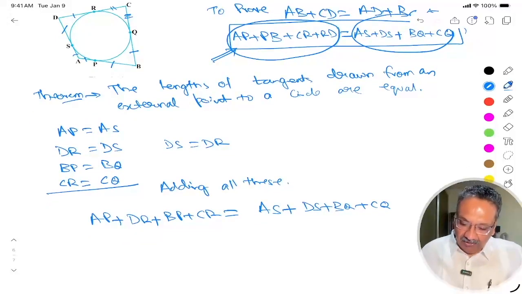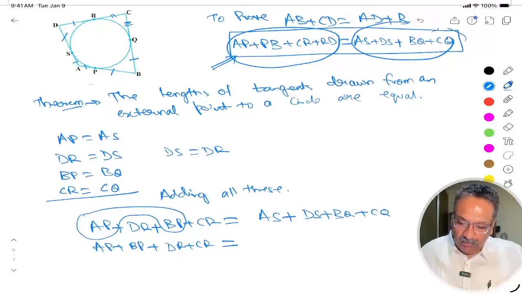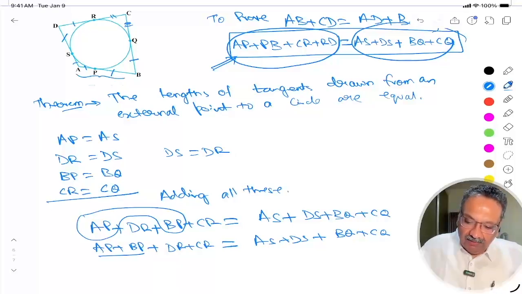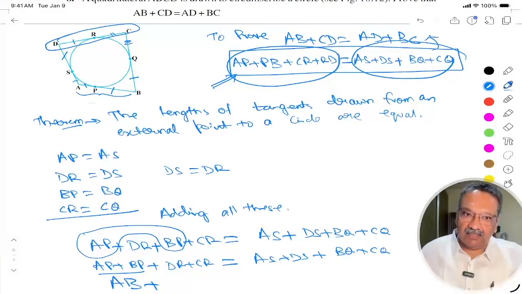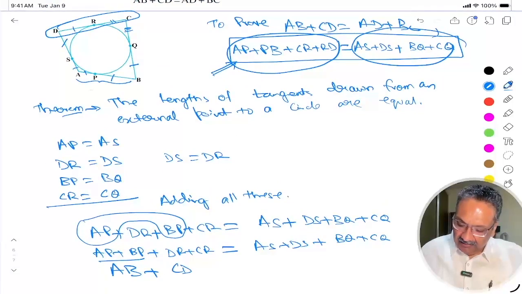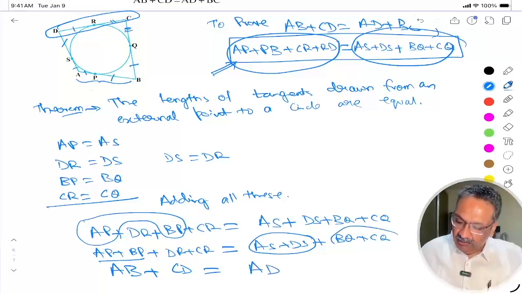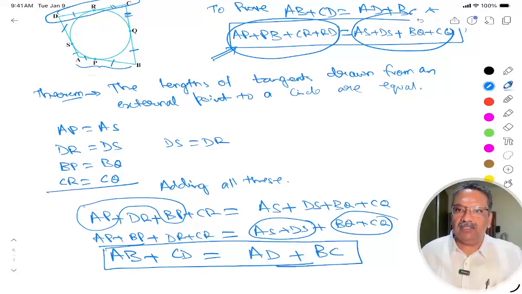So once we write this, you can observe that AP plus BP plus DR plus CR is equal to, we have AS and DS, okay, AS plus DS plus BQ plus CQ. Now what is AP plus BP? AP plus BP is nothing but AB, and DR plus CR is nothing but CD is equal to, similarly AS plus DS is equal to AD, and BQ plus CQ is equal to BC. So we have got the solution, hence proved.